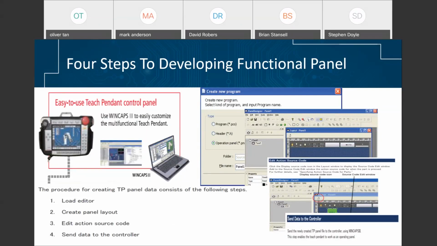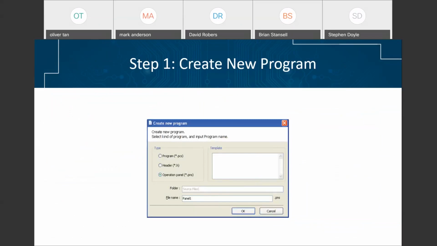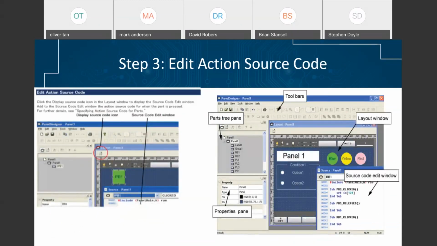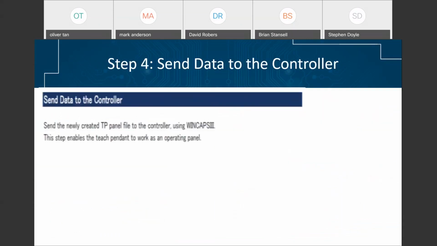So let me show you in an image. We're going to create the program. This is what it will look like. Put this image in your mind's eye. The next thing we're going to do is open up where we create our panel layout. We're going to edit that source code to make the buttons actually work, but we're going to skip that step today. And the fourth step is to send it to the controller. We're going to skip that step today.